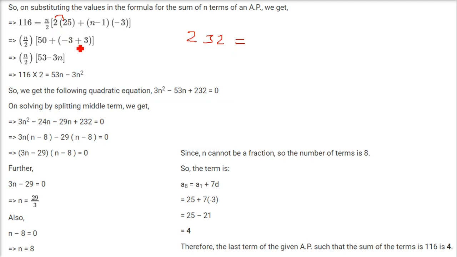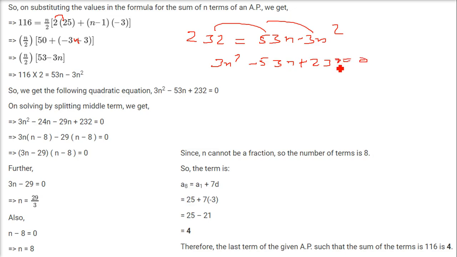This is going to be 50, and this is going to be minus 3n plus 3. You can add 3 here, 53, and minus 3n. So this is 53n minus 3n square, and you can take these two here. So 3n square minus 53n plus 232. This is the quadratic equation you get. You can split the middle term as 24 and 29. So 3n square minus 24n minus 29n plus 232 equal to 0.